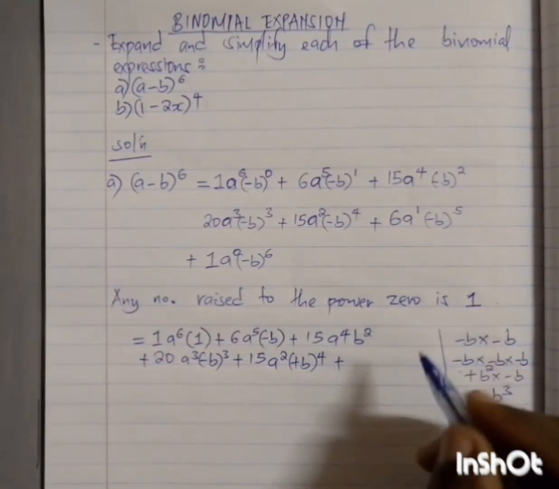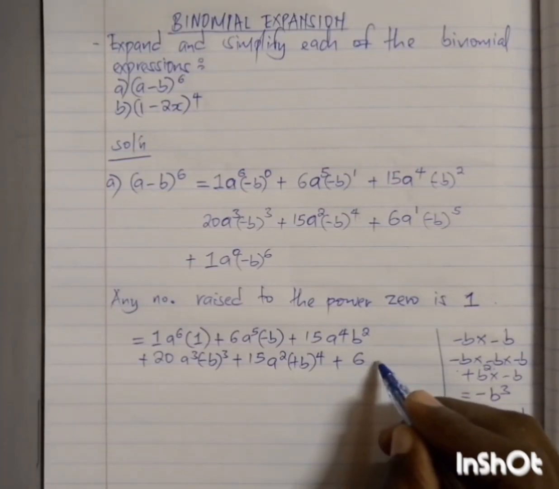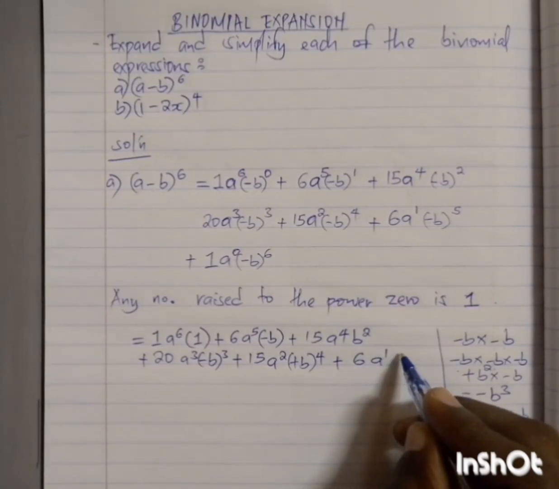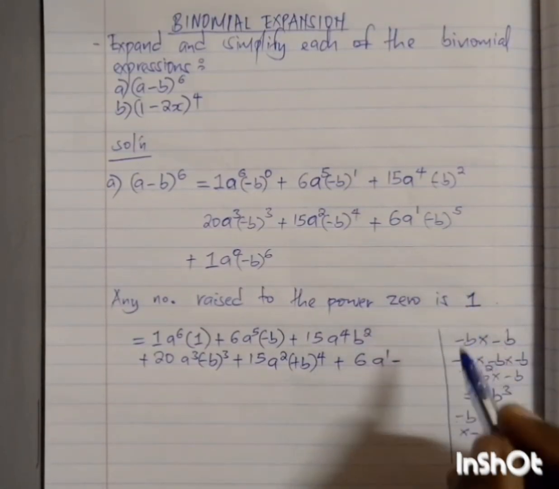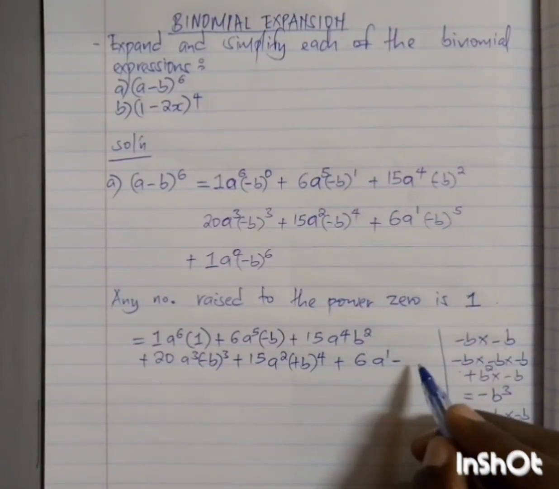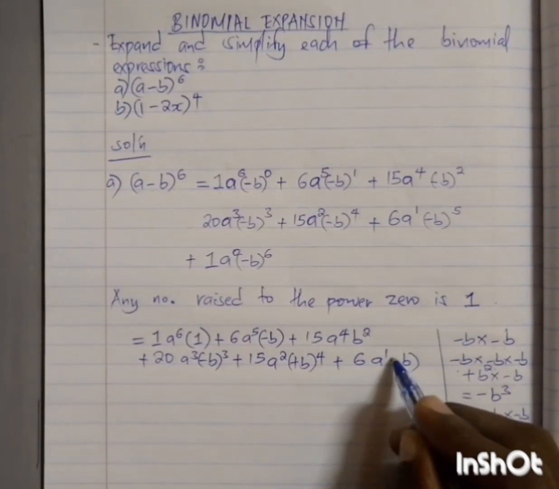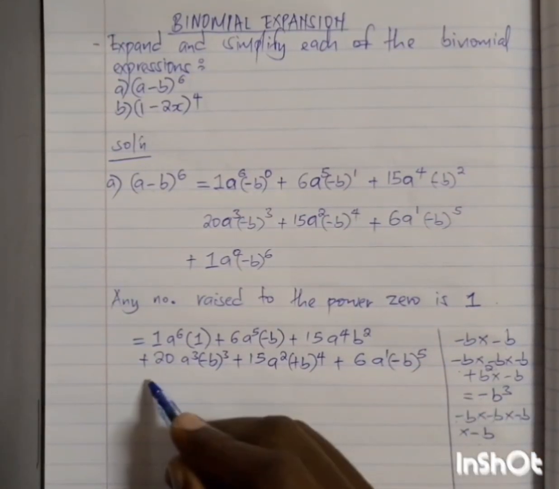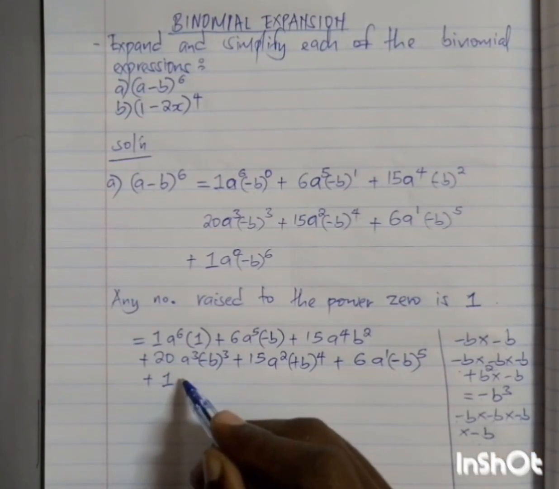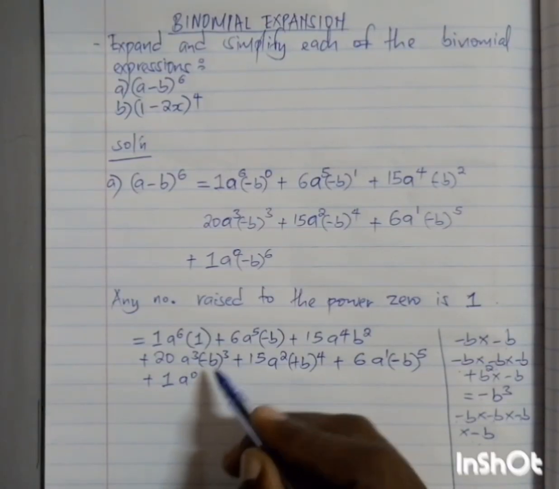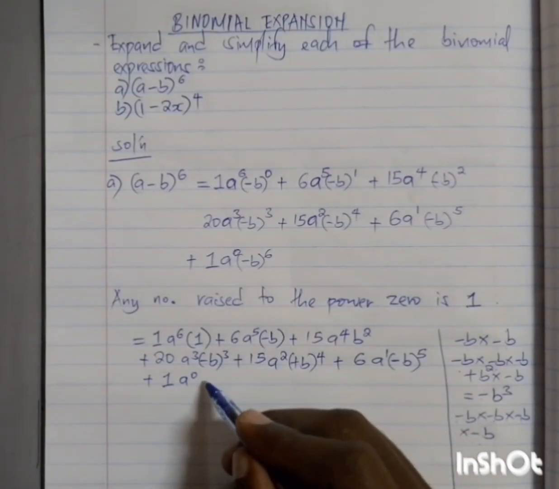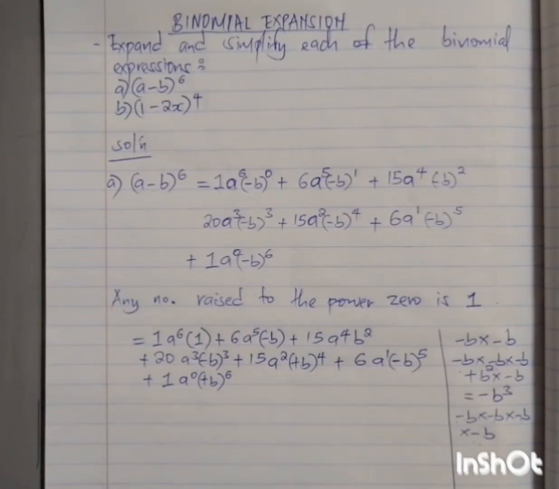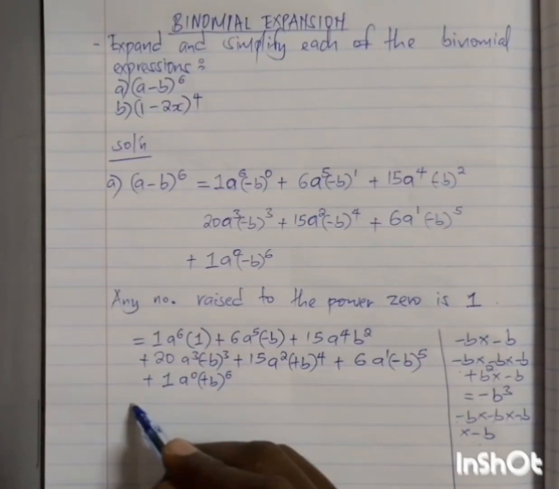And then we have 6 a to power 1, and then we have minus b to power 5. We said when the power is odd, it will remain negative. Then finally we have 1 multiplied by a to the power 0 multiplied by negative b to the power 6, and the power is even, so that one will become positive. And then we simplify this.